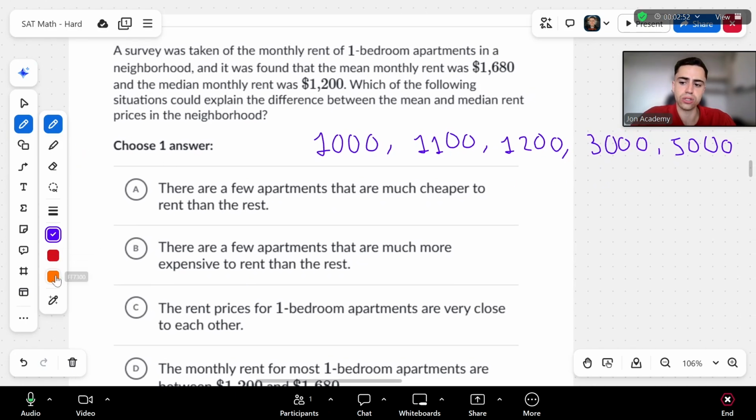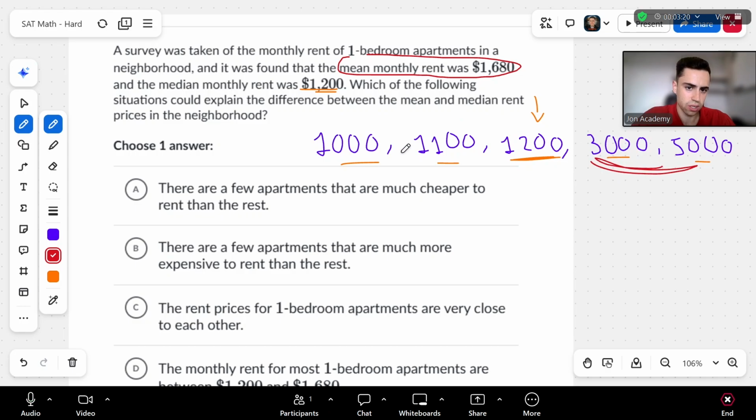Why? Because here the median is the one in between all values. As there are 5 values, 1, 2, 3, 4, and 5, the one in between is the third one, exactly. So the median is going to be the 1,200. But the mean monthly rent is going to be higher than the median. Why is that? Because there are very high values. The lower values are closer to the median than the higher values. Therefore, these are going to drive the mean up.